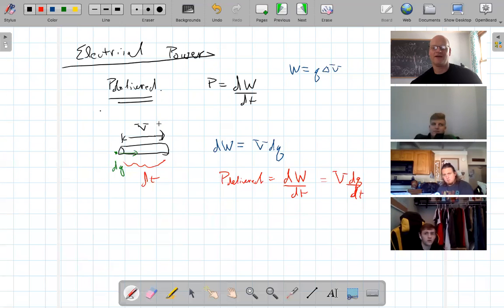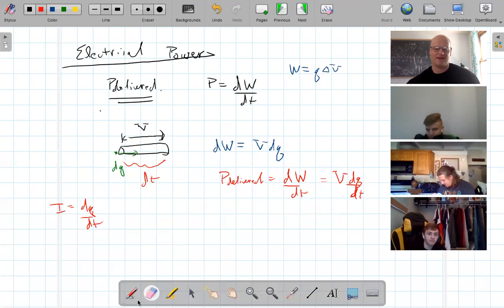Is it current? It's current. Good. So remembering that the current is simply dq/dt, then that says the power delivered is equal to the potential difference times the current. So this is power delivered.